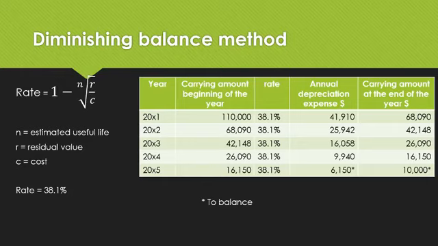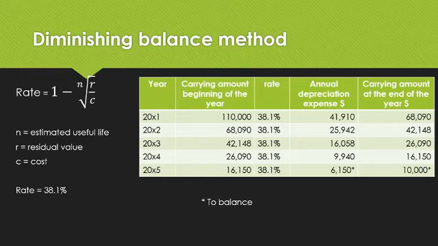So what you will do is take the original cost, $110,000, and multiply it by 38.1% for the year 20x1. In this case, your annual depreciation for 20x1 will be $41,910. So $110,000 for the original cost, less the depreciation charge for the year, gives $68,090 as your carrying amount at the end of the year.